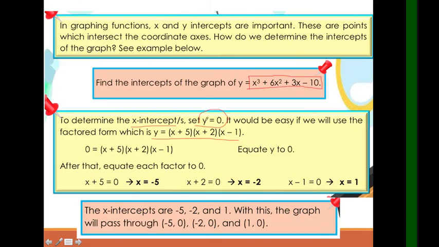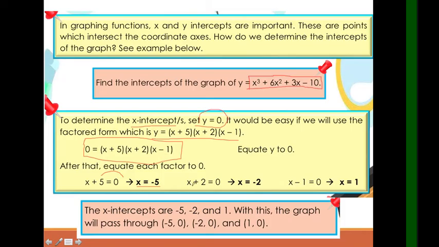Then, after that, yung y gawin natin 0. So, naging ganito yung itsura niya. Okay? After that, equate each factor to 0. So, yung x plus 5 is equal to 0. Then, ililipat mo si 5, magiging negative 5. That's why x equals negative 5.